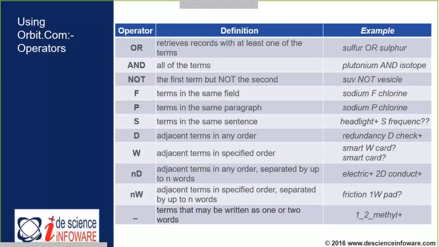The last operator we have is the underscore operator, which is for the same phrase, where a word can have a space in between. So in this example, 1,2-methyl or 1 2 methyl, or let's say isotope, or a particular ISO standard number. So there are different ways to represent a keyword.